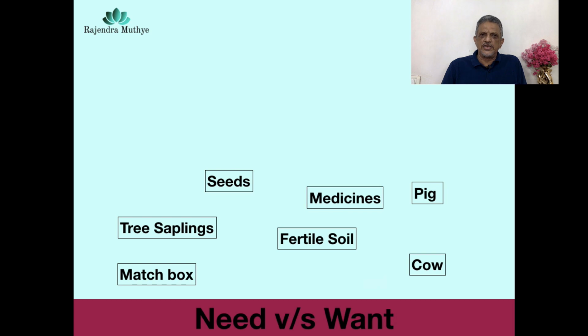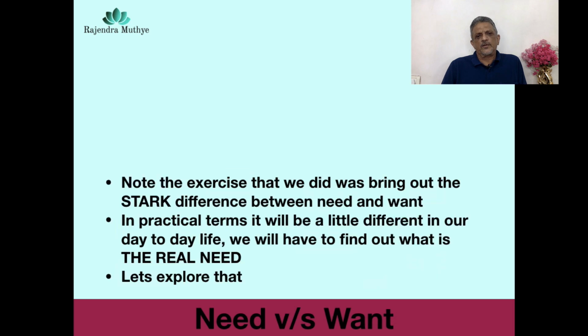Tree saplings, I can say. Seeds, perfectly, because it will help me, it will nurture me. The fertile soil is going to help me. Tree saplings will make me grow, or seeds, fine, perfectly fine. So I hope you are getting the sense of what is a real need and what is a real want. Okay. So note, this exercise was to bring out the stark difference between what is a need and want.